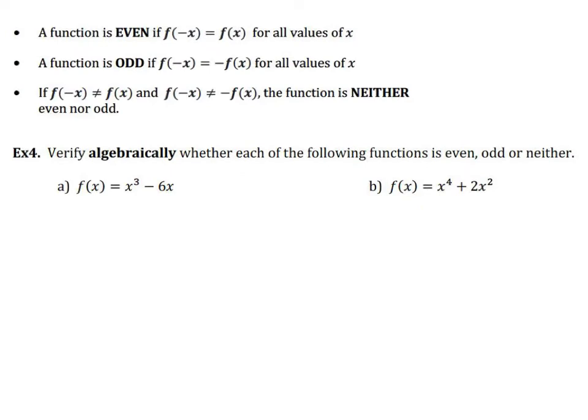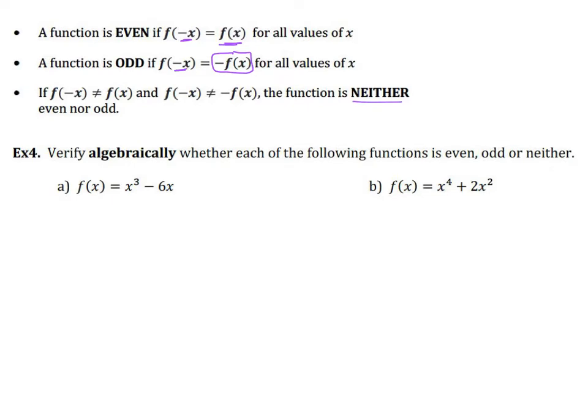So I put the rules up here to remind us. If we put in the opposite of x and we get the original function, it's going to be an even function. If we put in the opposite of x and get the opposite of the original function, it's going to be odd. And if we don't get either one, then it's neither. So what does this mean?